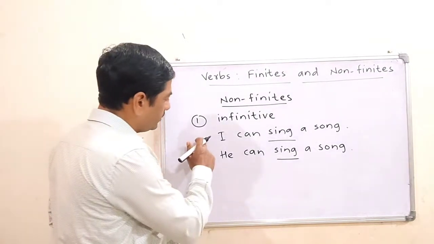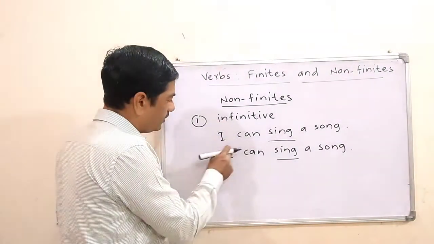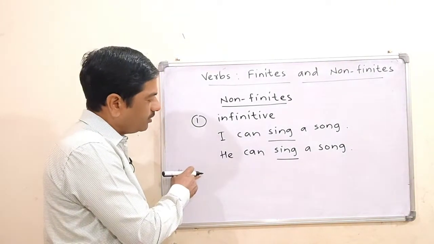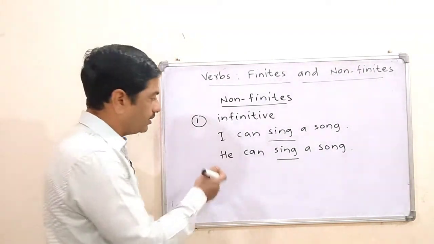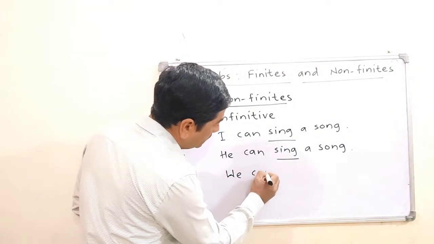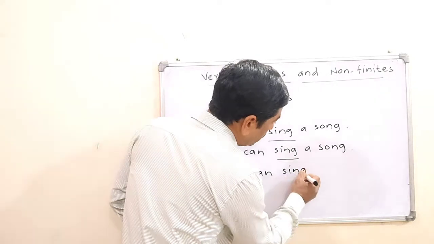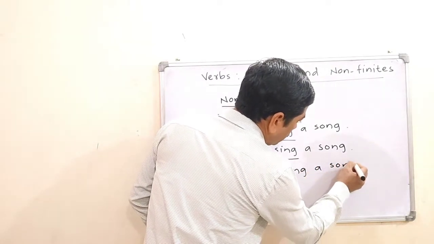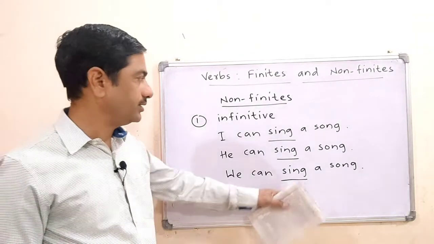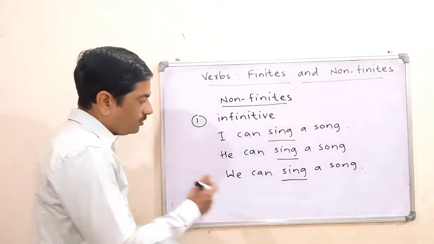In place of I, which is first person, he is third person. We have changed the person. Now we will change the number. In place of I, we will take we. We can sing a song. There is no difference in sing. Now we will change the tense.